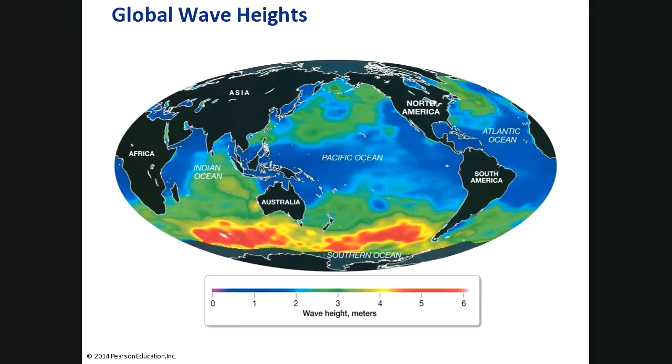Now, look at some of the global wave heights. The highest wave heights that we usually find on Earth are down here around the Southern Ocean. Middle of the Pacific, a little bit off the east coast of Florida, get some areas of relatively high waves, waves in the order of about 3 meters. That's 9 foot. That's a pretty good sized wave. Why do you think there's so much high wave? Why are there so many high waves down here around the Southern Ocean?